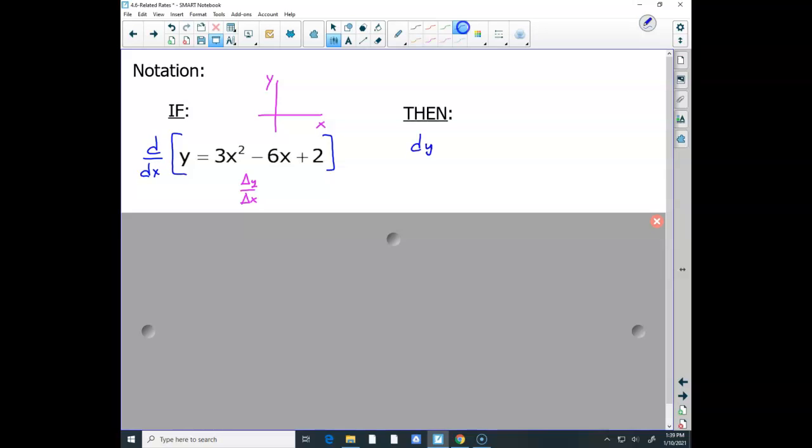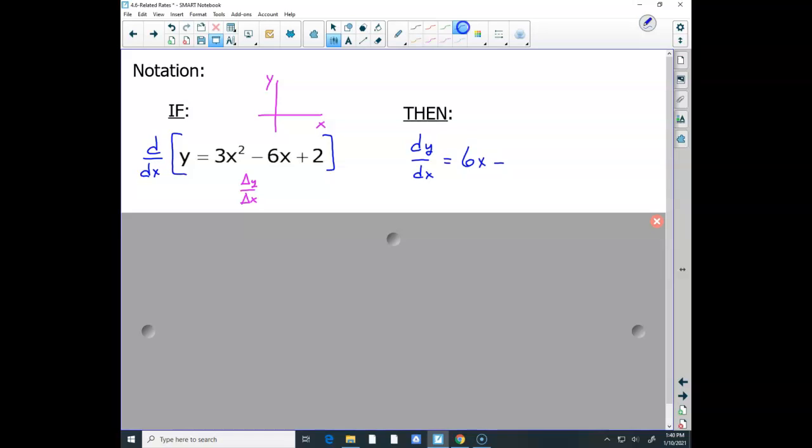Well, that's dy dx equals, and what's the derivative of 3x squared? Well, that would be 2 times 3 or 6x, drop my power by 1. Don't forget your chain rule with implicit differentiation. That would be a dx over dx yet, or times dx dx. But we're not going to write that.